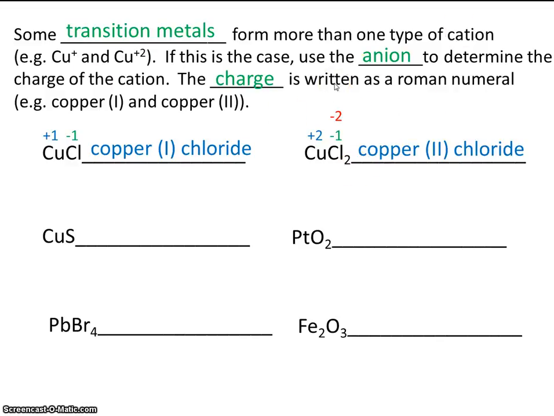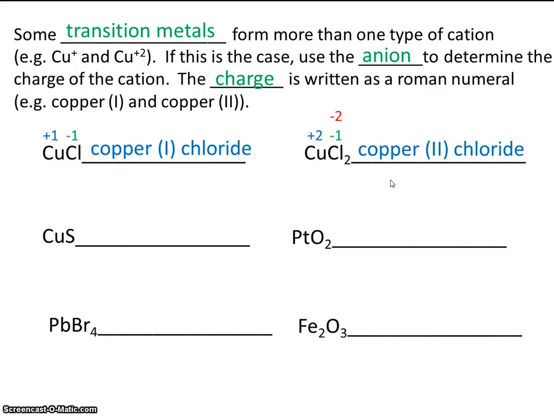Now, what does the Roman numeral tell us again? Students often think that the Roman numeral tells us that there are 2 coppers. Well, how many coppers are here? You can clearly see there's just 1 copper. So what the Roman numeral tells us, remember, is the charge. You must commit that to memory. The Roman numeral here, like 1 and 2, does not tell us how many coppers there are. It tells us the charge on copper.